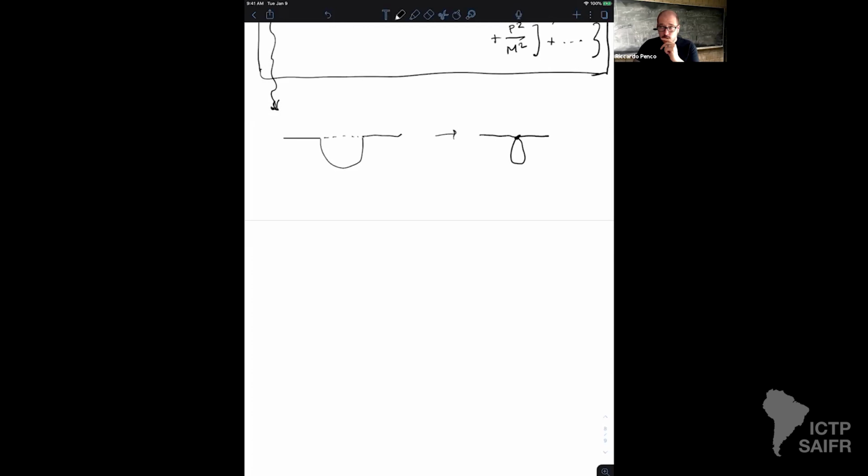Okay? So I think this is a good time to stop. I'm going to continue next time discussing how to resum large logarithms. But for now, let me stop here.